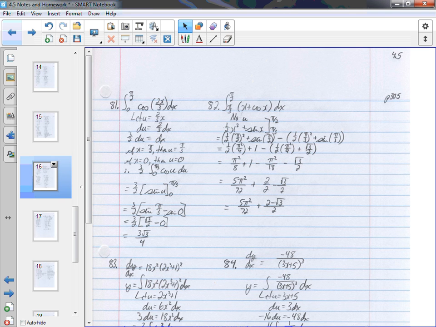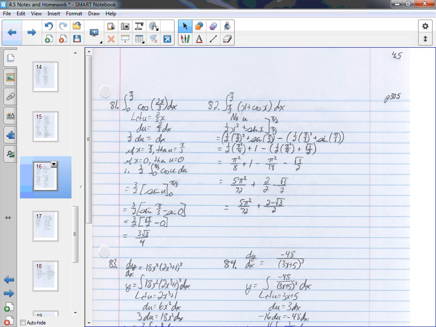So let u equal 2/3 x. Well, then du is 2/3 dx. Well, I don't have a 2/3 times the dx. So multiply both sides by 3/2, and dx then can be replaced by 3/2 du. And then you need to change your limits of integration.